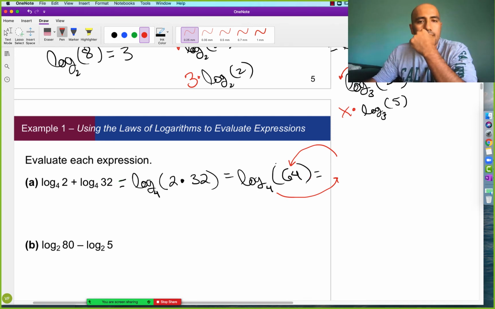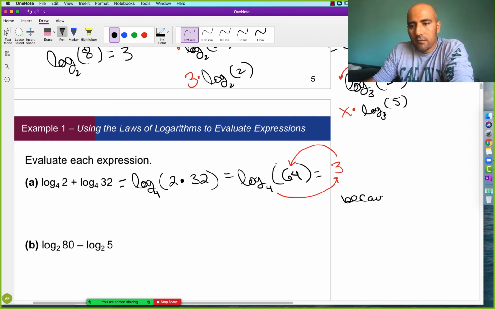So what is that? 4 times 4 is 16. 16 times 4 is 64, so that's got to be a 3. Good. Questions? This is because 4 to the power of 3 equals 64.